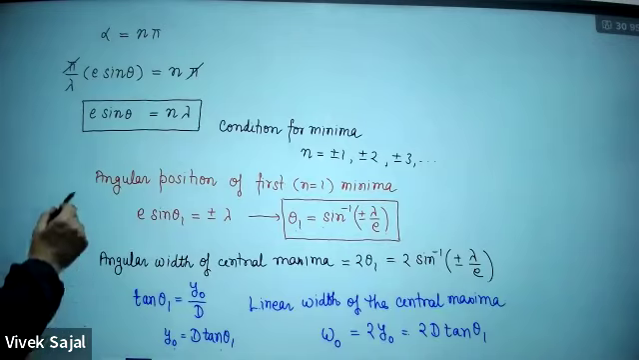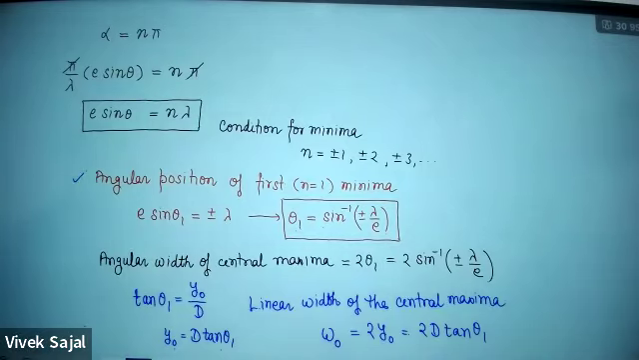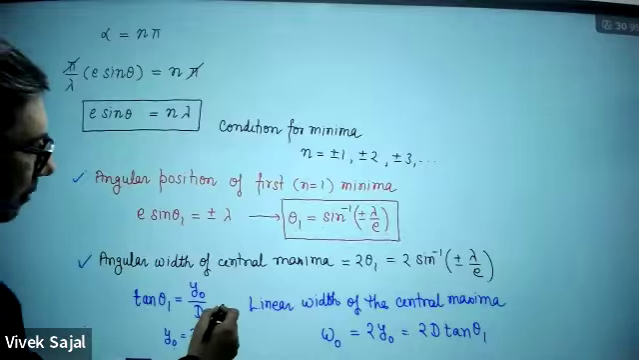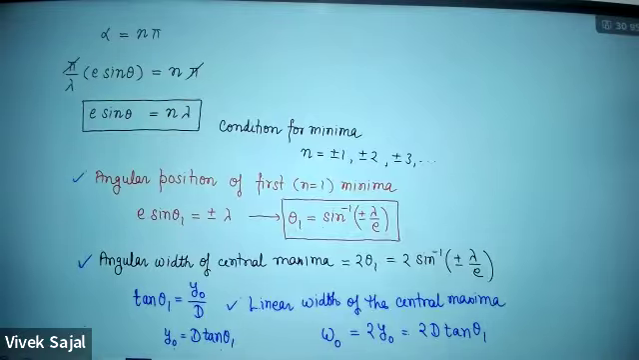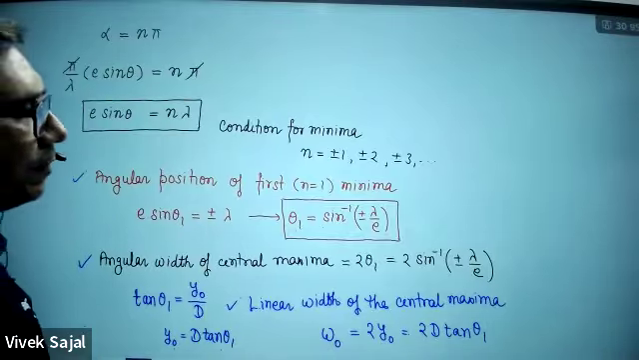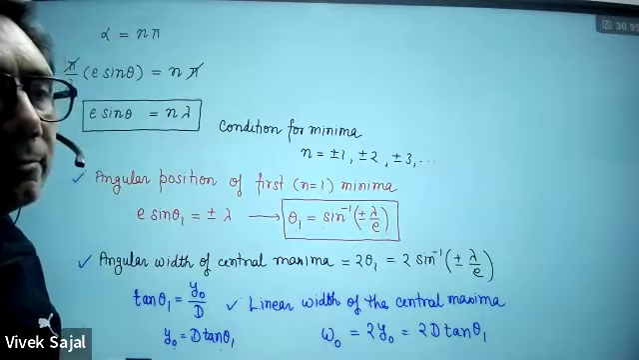They can ask you to find out the angular position of the first minima. They can ask you what will be the angular width of the central maxima, or they can ask you to find out the linear width of the central maximum. Next, what will be the position of the, yes, beta?